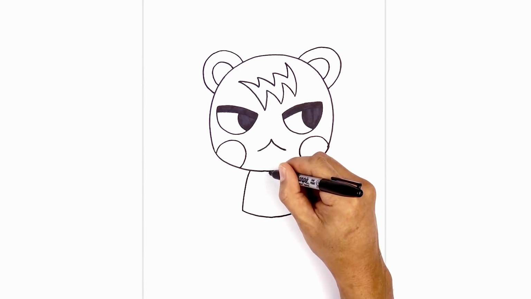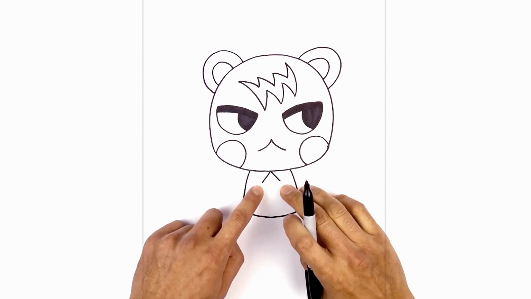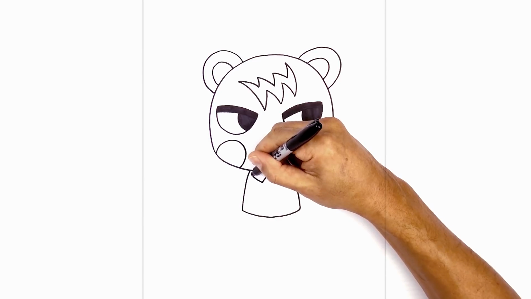Let's add the collar. So in the center here, we're going to draw a short angle line coming out towards the left and out towards the right. From these points, we want to curve out and then up towards the corner of the body.